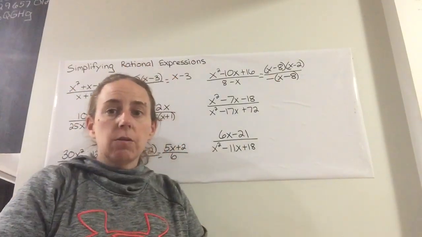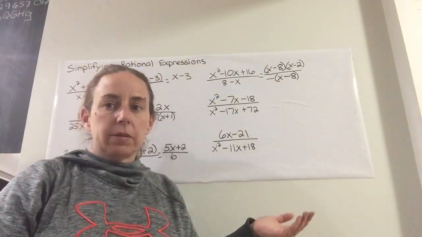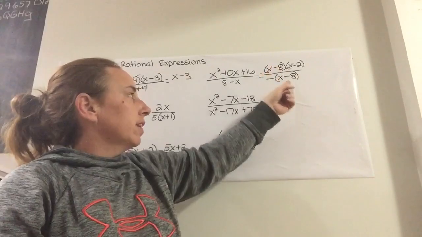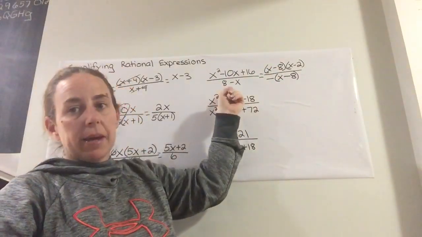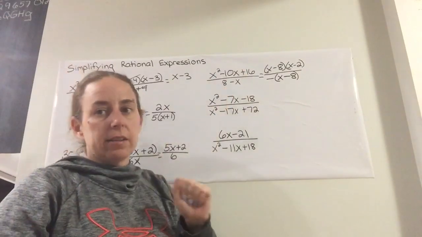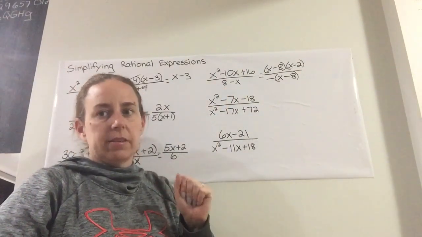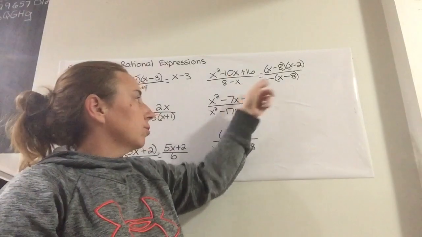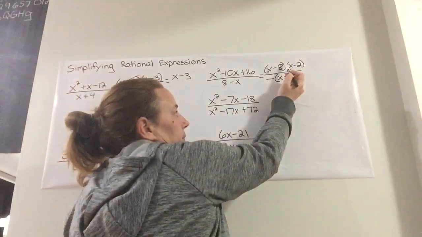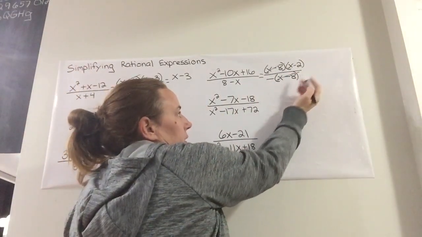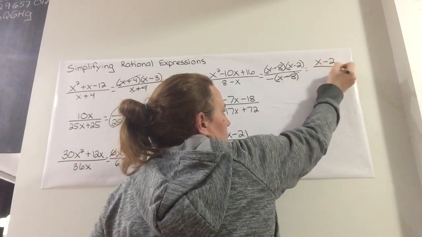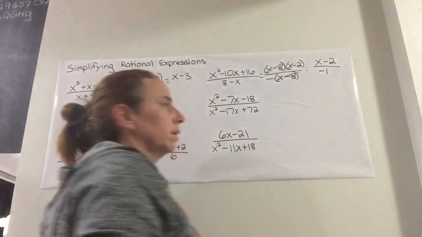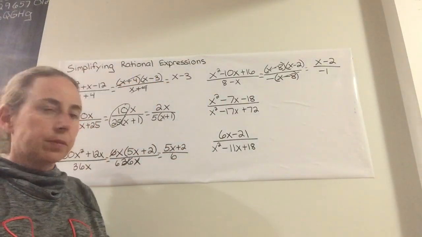Okay? Now, look what happened. I have an x minus 8 on the top and an x minus 8 on the bottom. If it was still 8 minus x, you could not cancel them because they are not the exact same. Okay, so now we can cancel them. And remember, it's got to be the whole thing. So on top, I'm left with an x minus 2 over a negative 1. And you can leave it like that.